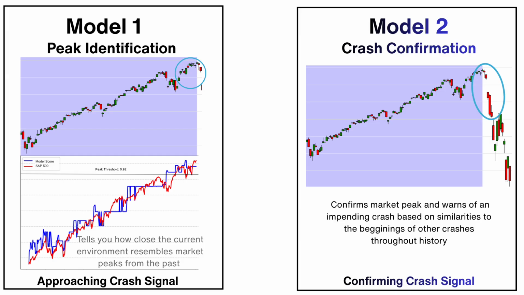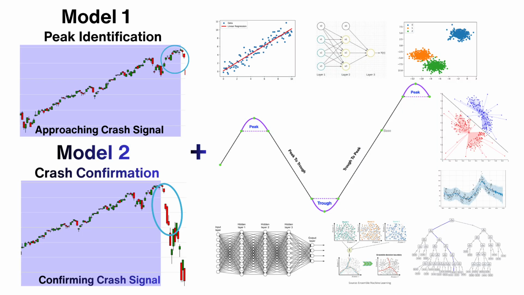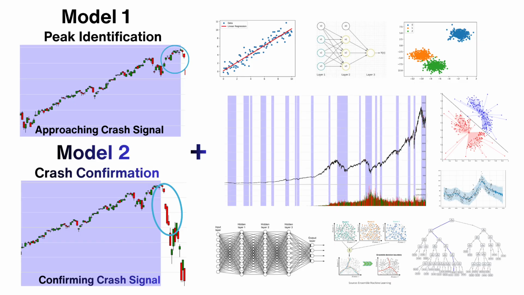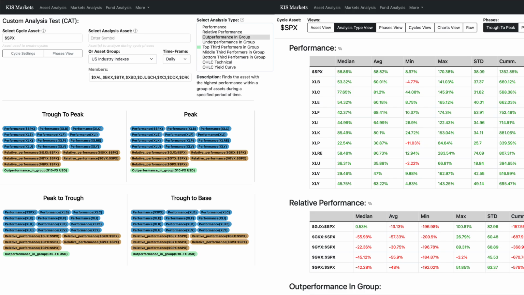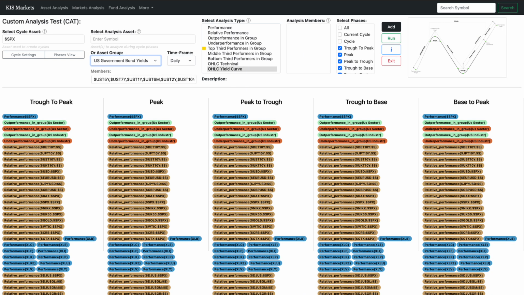Individually, these models are powerful. Together, they become something much more. And this was just a simplified example. In reality, we're running hundreds, even thousands of variables in real time.